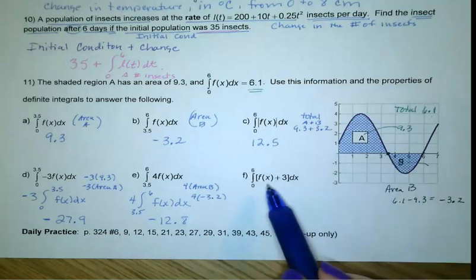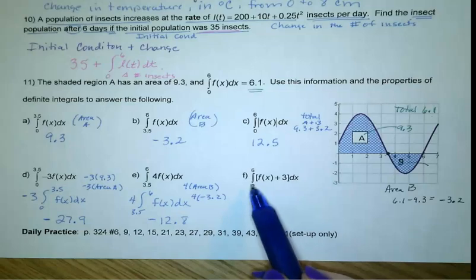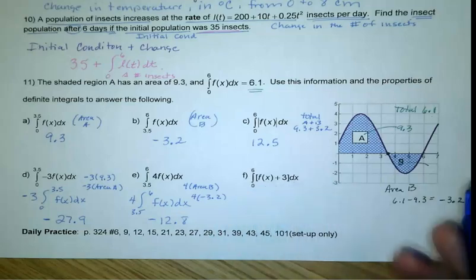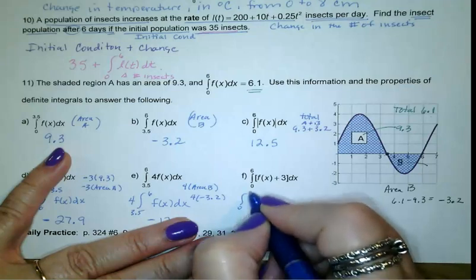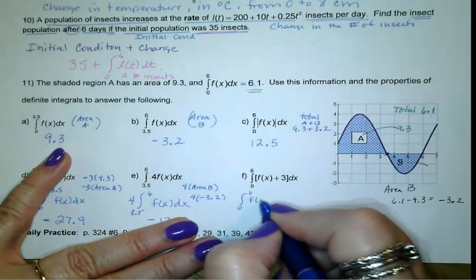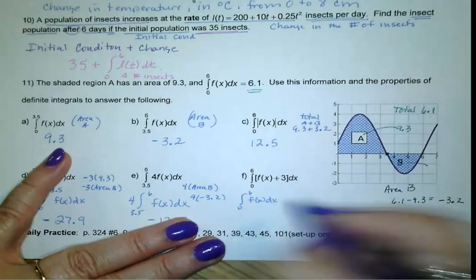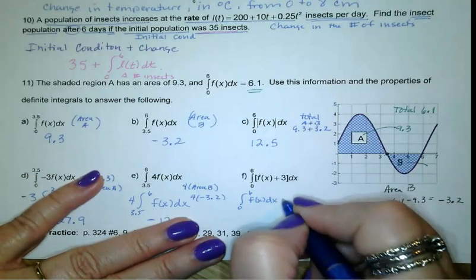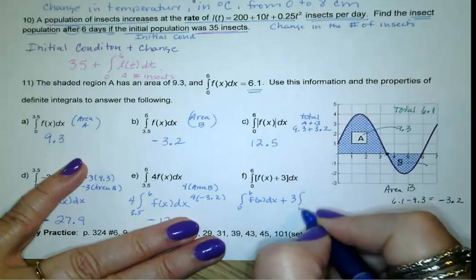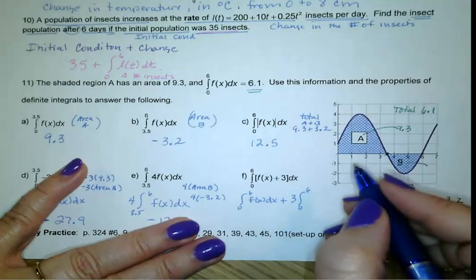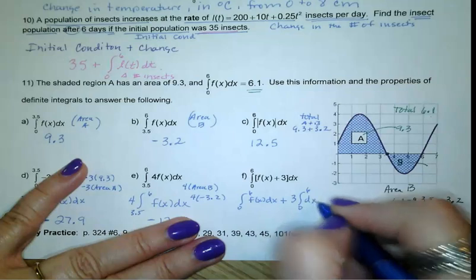So I have a rule here. What is the rule when we're adding two things together? That we can take the integral of each one separately. So let's go ahead and get that set up. So I'm going from 0 to 6 of f of x dx. And then I'm going to add that. And let's go ahead and pull the 3 out in front and go from 0 to 6 of dx.